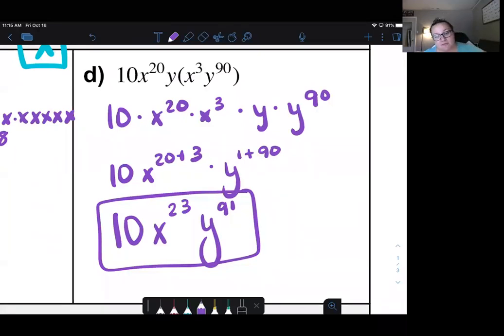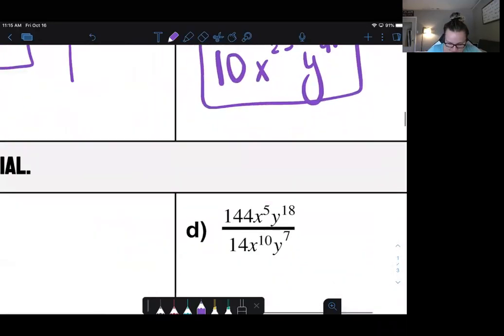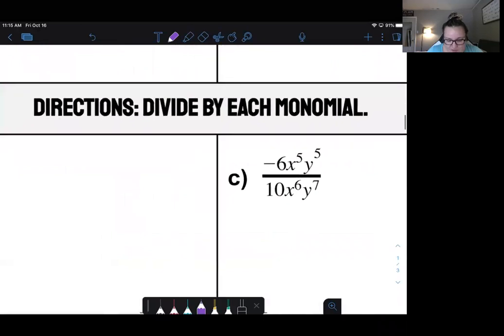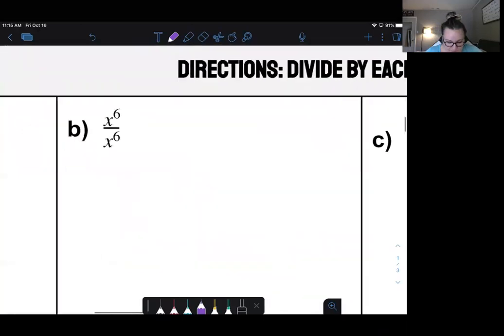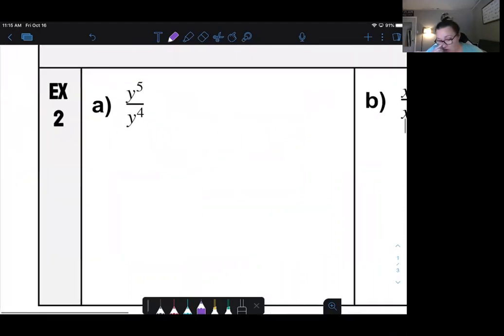You can pause the video if you would like to check my work and just make sure that you did things correctly. Moving on. Now we're going to divide by a monomial. So let's start with y to the 5th divided by y to the 4th. So there are a couple ways that we can do this. I'm going to show you both ways.